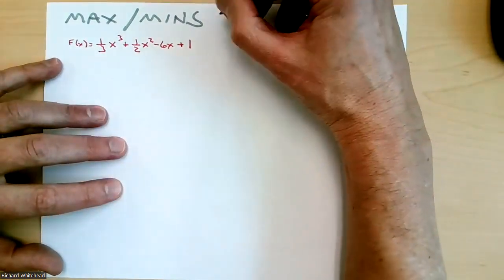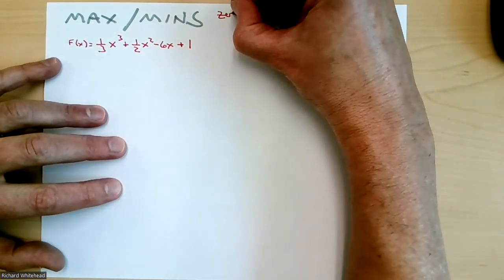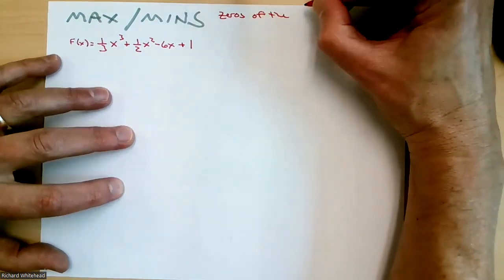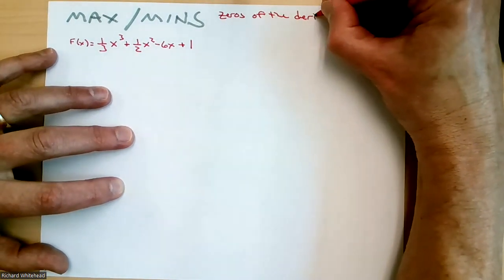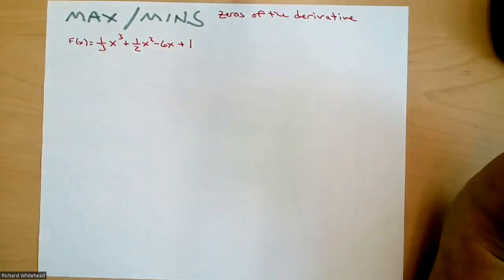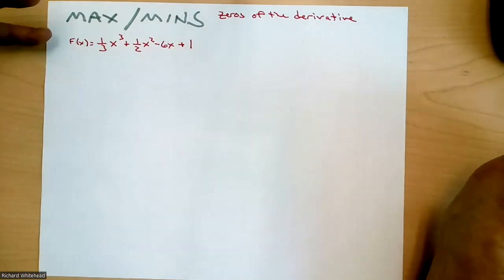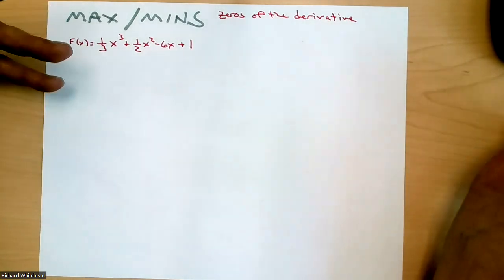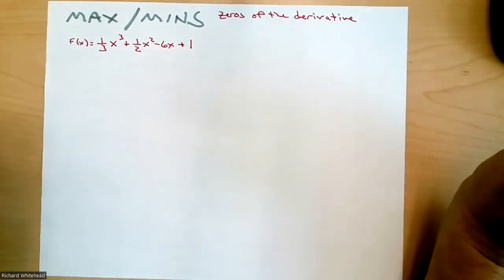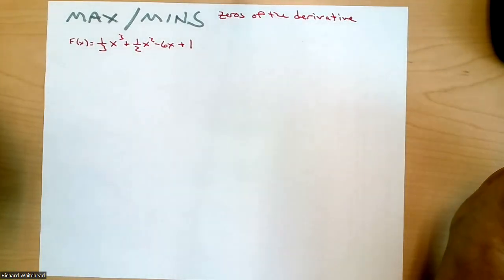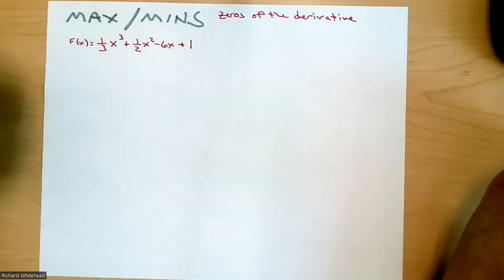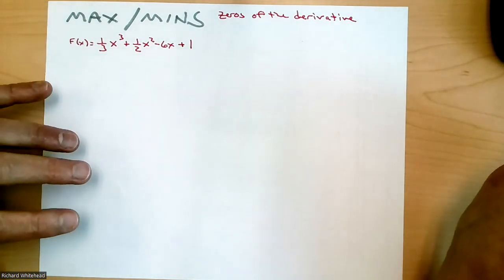but most of the time, the maxes and mins are going to come from the zeros of the derivative. And when I say derivative, I mean first derivative, but you're going to worry about that next year. The zeros of the first derivative. Where the derivative is equal to zero, it's neither rising nor falling. Thus, you're either a max or a min.